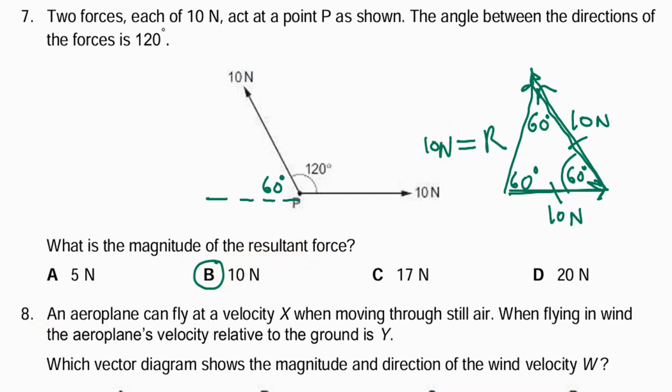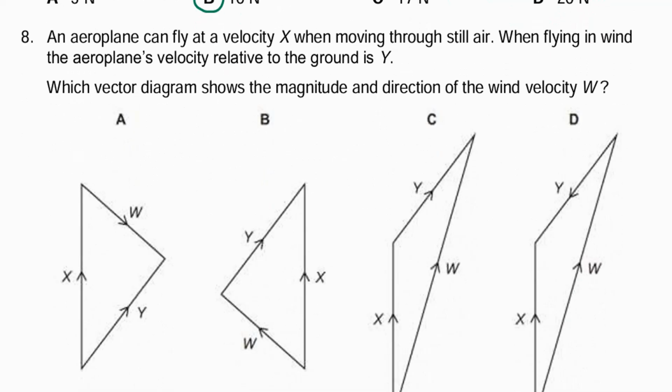Let's look at number 8. It says here, an aeroplane can fly at the velocity x when moving through still air. When flying in wind, the aeroplane's velocity relative to the ground is y. In other words, y must be the resultant of the aeroplane's velocity in still air and the wind's velocity. So basically what we're saying is y must equal x plus w, the wind's velocity. Which vector diagram shows the magnitude and direction of the wind's velocity?